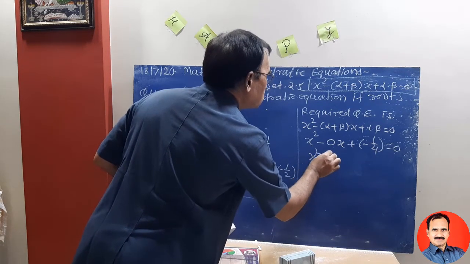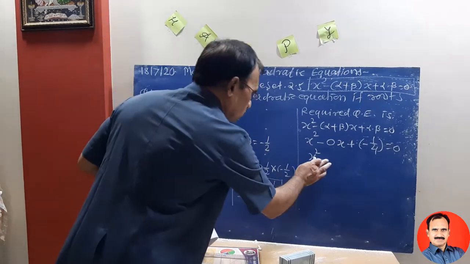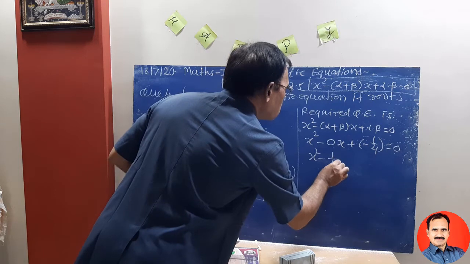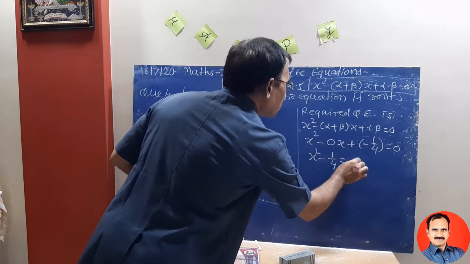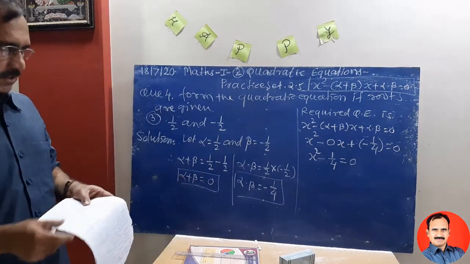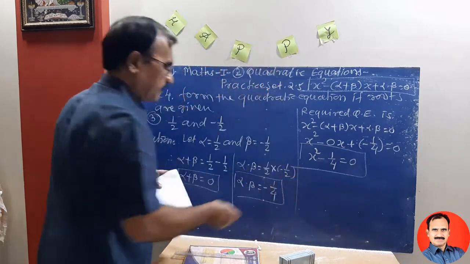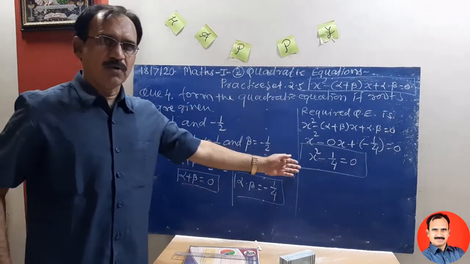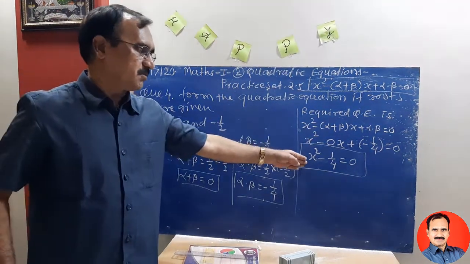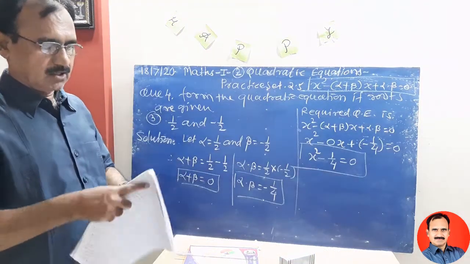X square, 0 into x is 0. No need to write here. Plus into minus is minus. X square minus 1 by 4 is required quadratic equation. If you multiply both sides by 4, then that answer will be correct. And if we keep this equation as it is, x square minus 1 by 4 is equal to 0, is also correct, no problem.